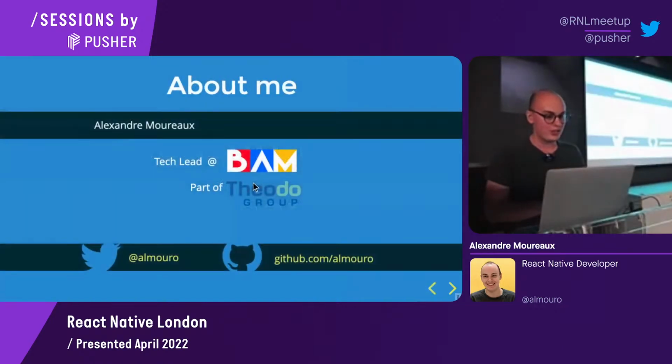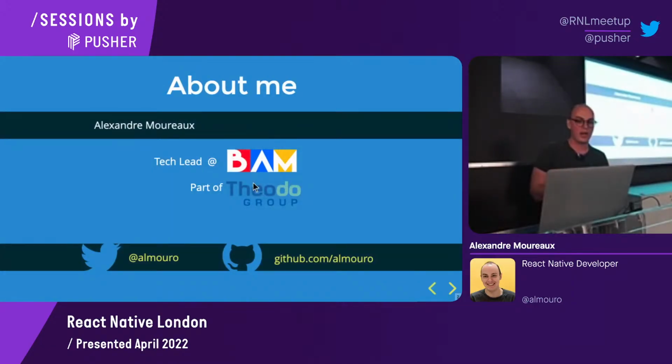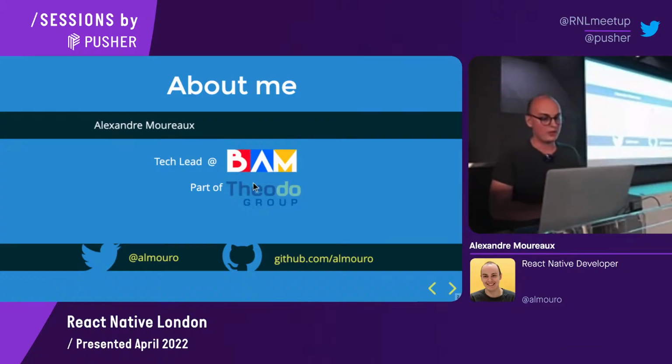A bit of introductions. I'm Alex, a tech lead at BAM. We're based in Paris and we develop mobile apps, mostly in React Native. We're part of the Theodo group, so we work with Theodo in London as well on React Native stuff. You can follow me on Twitter if you want to hear about performance, because this is basically what I talk about these days. And actually, why do I care about this?